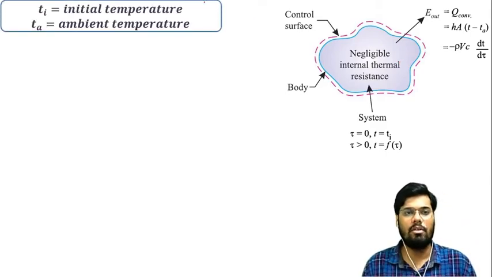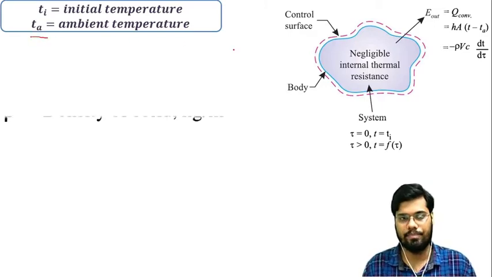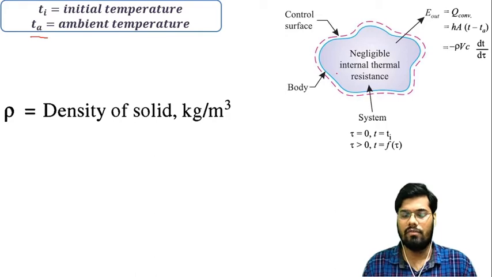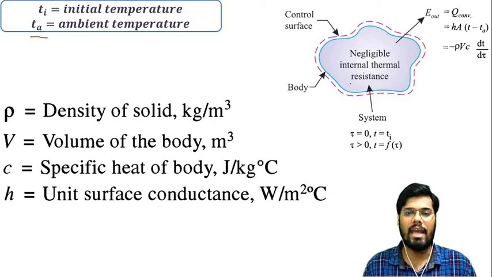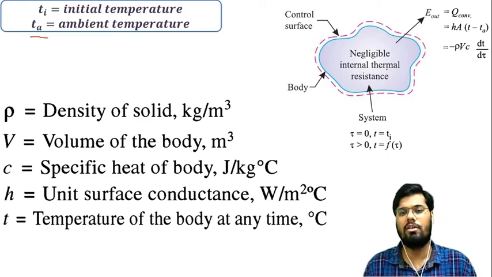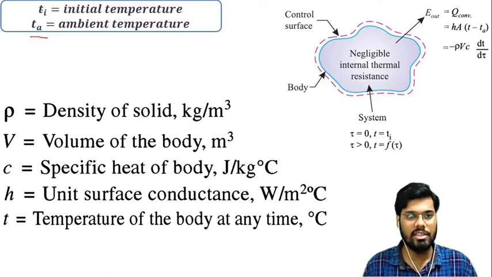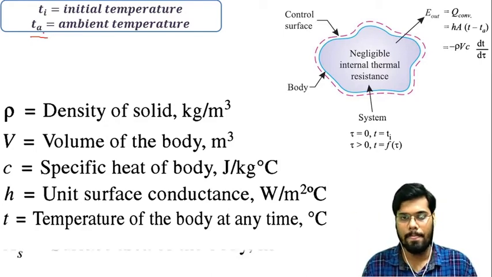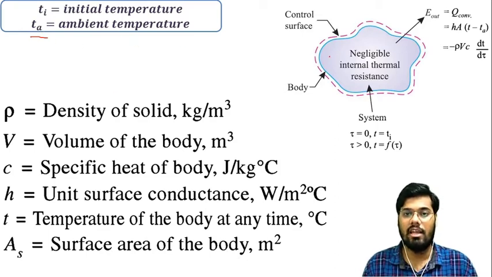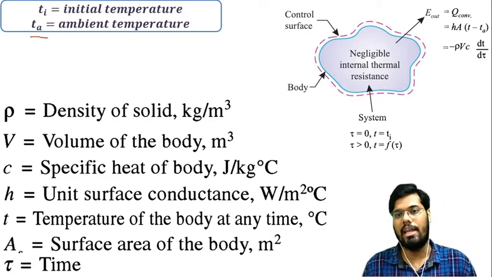Let the initial temperature of the system be Ti and the ambient, or surrounding, temperature be Ta. Rho is the density of this system, V is the volume of this body, C is the specific heat of the system, and h is the convective heat transfer coefficient between the surrounding fluid and the solid body. T is the temperature of the body at any time, Ti is the initial temperature, Ta is the surrounding temperature, As is the surface area of the system available for convection heat transfer, and tau is the time.